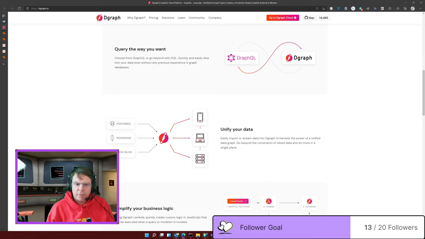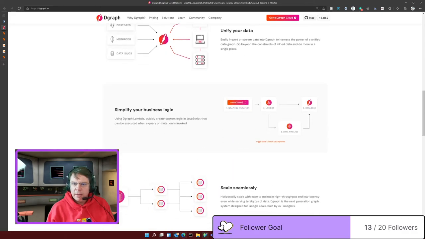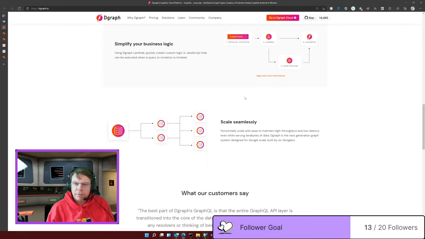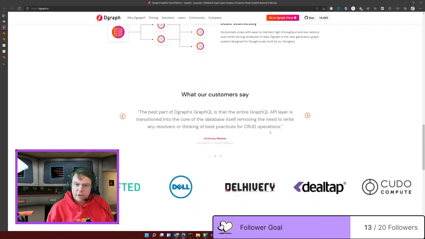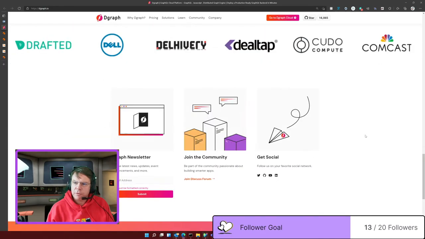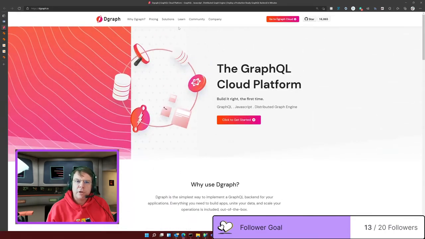Import data from other places. Okay. They have their own Lambda thing. So Lambda is a concept. Well, I think it's being used, but it was in Amazon for a long time, sort of as serverless functions. There are, of course, other meanings for Lambda. Scale, what do customers say? Customers say good things, of course. Otherwise, you wouldn't post it on your website.